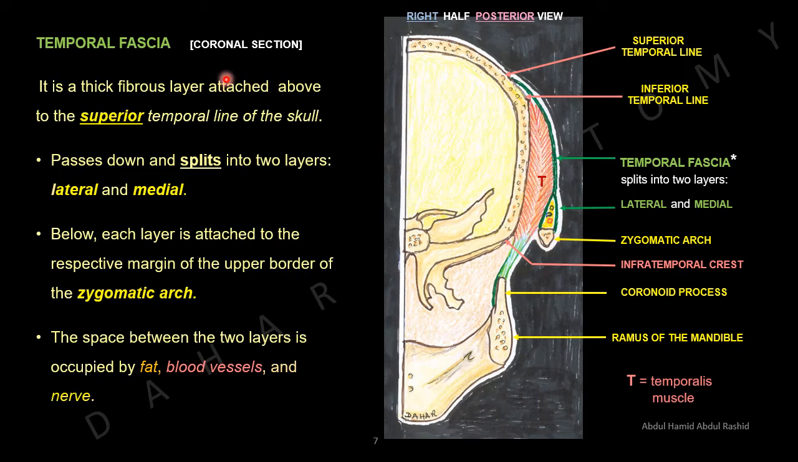Let's talk about the temporal fascia. It's a thick fibrous layer attached above to the superior temporal line, and it comes down and splits into two layers, lateral layer and medial layer. They are attached to the respective margins of the upper border of the zygomatic arch. The space between the two layers is filled with fat, and contains blood vessels and a nerve.